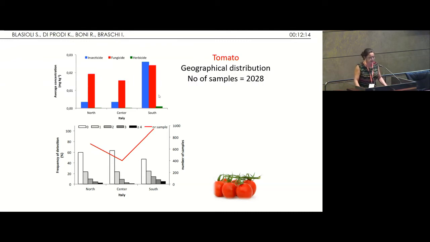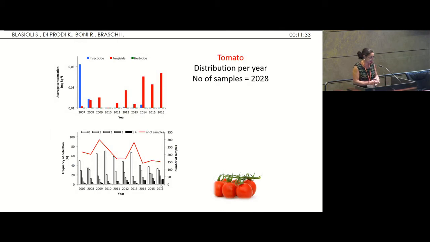So if we look at the average concentration among north, center, and south for tomato, we can observe that this value is clearly higher in the south for fungicide and insecticide, for both. Here we can see that, accordingly, the frequency of detection in samples containing 4 or more active ingredients in the south of Italy is higher.